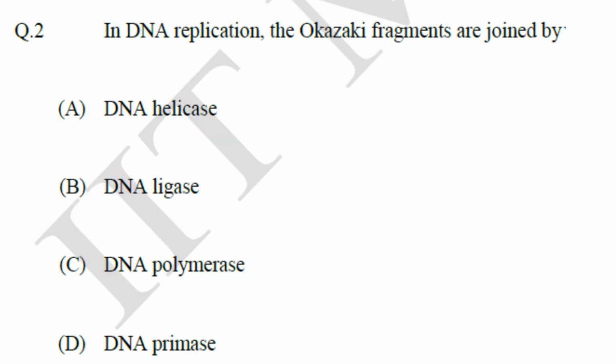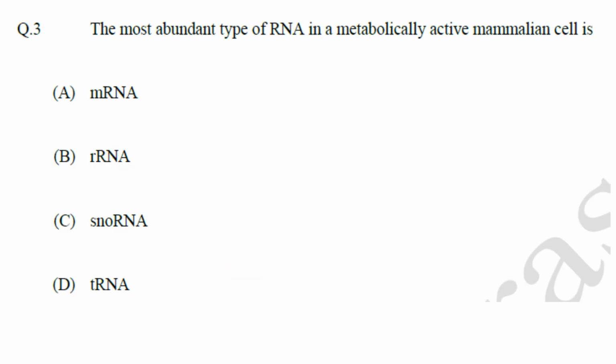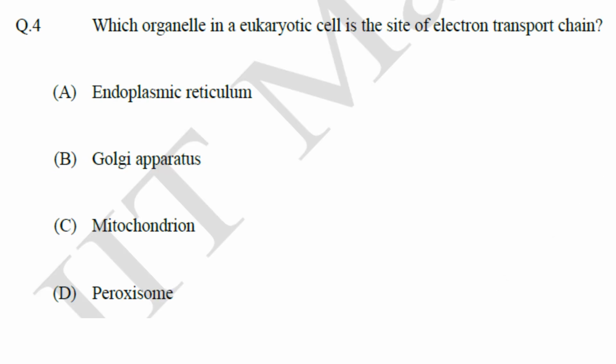Then in DNA replication, the Okazaki fragments are joined by. So they are joined by DNA ligase. Answer is option B. The most abundant type of RNA in a metabolically active mammalian cell is rRNA. These are all direct questions. That's why I am not discussing much. So B, rRNA is the answer.